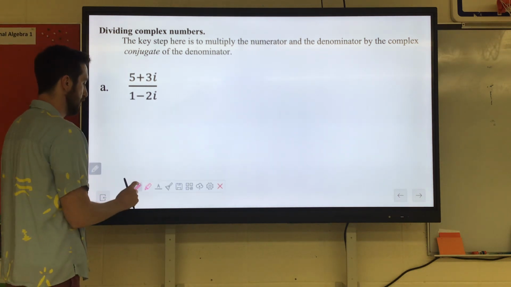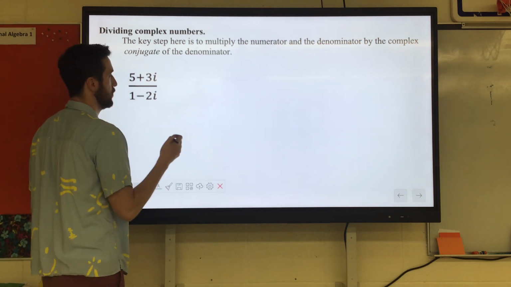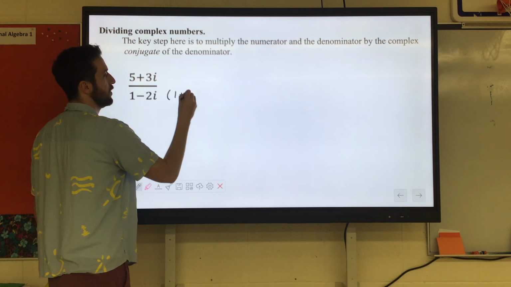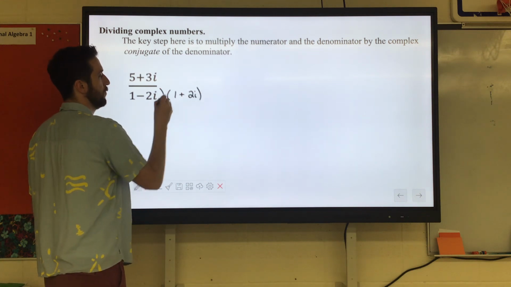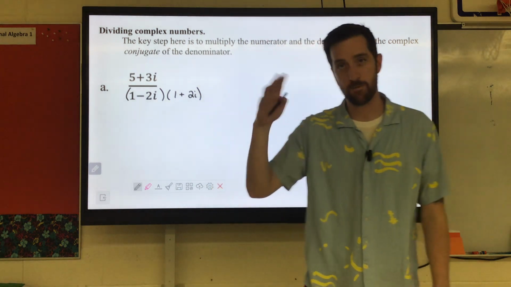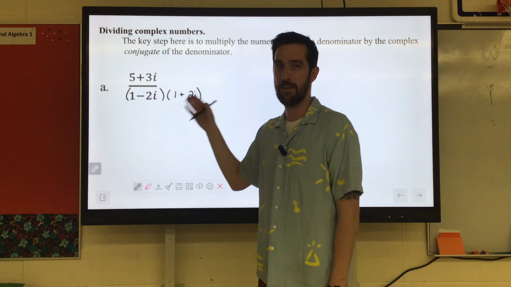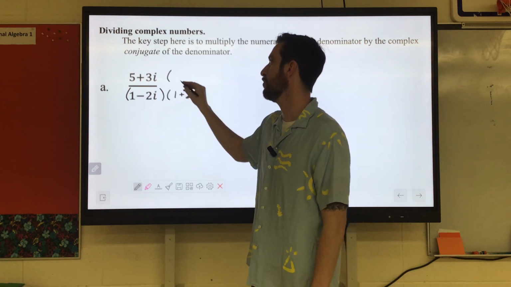That's a problem. The way we're going to fix that problem is we're going to multiply by the complex conjugate, which would make it 1 plus 2i. Because when we do that, that's going to create a difference of squares, and the i's will cancel out in the long run. But remember, if you do that to the denominator, you also have to multiply the numerator by that.